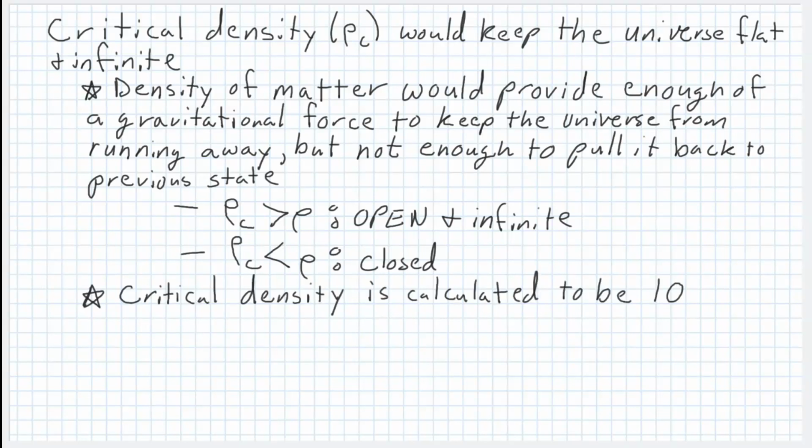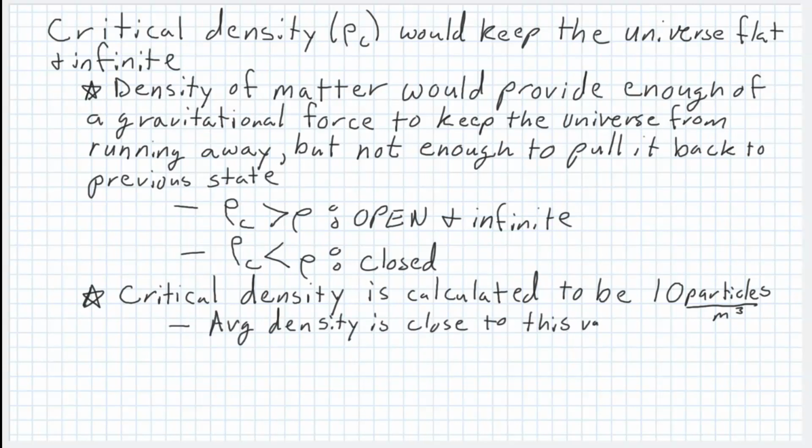So how dense would the universe have to be at the critical density? Well, the critical density that we've calculated for the universe to be flat is 10 particles per meter cubed, and the average density of the universe is actually close to this value. This agrees with the video where I showed you that the BOOMERANG survey data predicts a flat universe.